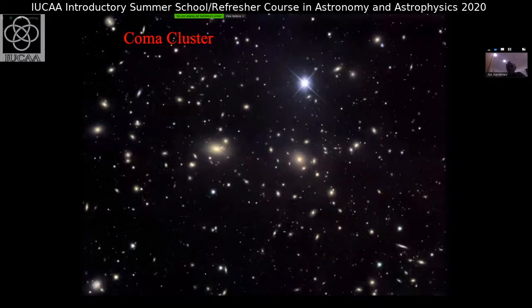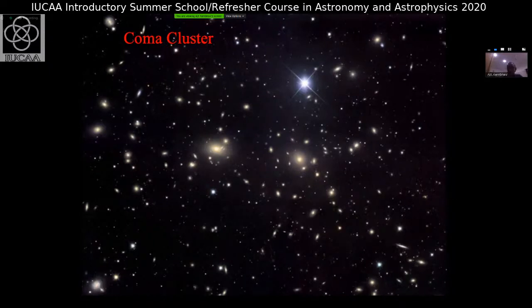But when we go to something like the Coma cluster, which is a large cluster of galaxies, then everything that you see here is a galaxy, and many of them actually belong to the Coma cluster. So how would I know definitely that a galaxy belongs to the Coma cluster? For that, I would have to determine the distance to the cluster.